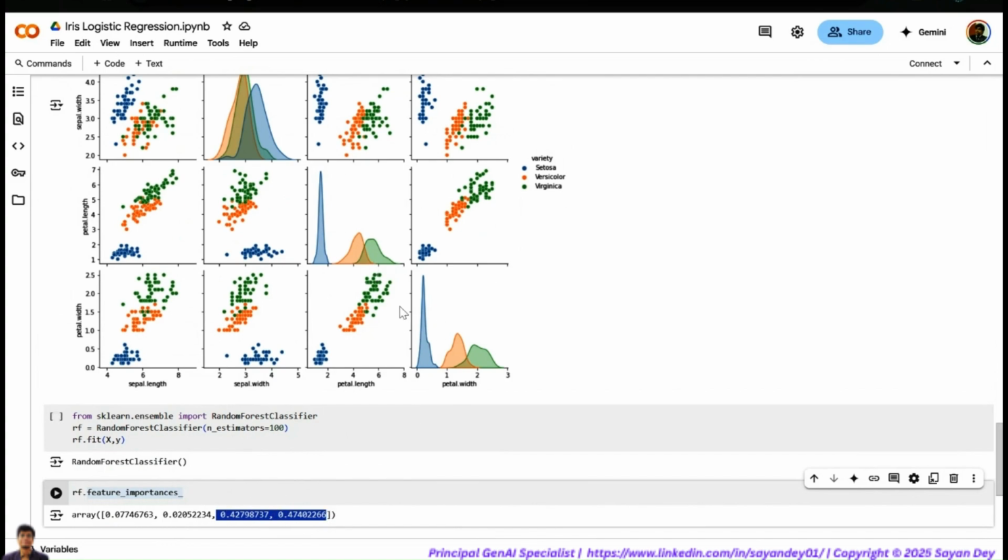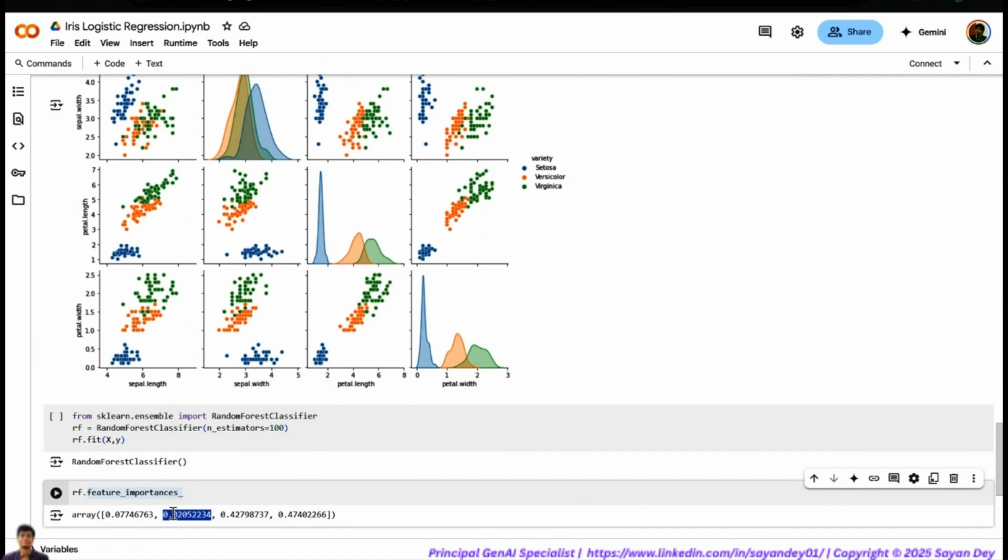And now once you know this, once you're able to see that sepal width is not a very good quality feature, what you can do is in the next iteration, you can drop the sepal width column and rebuild the model without the sepal width column.